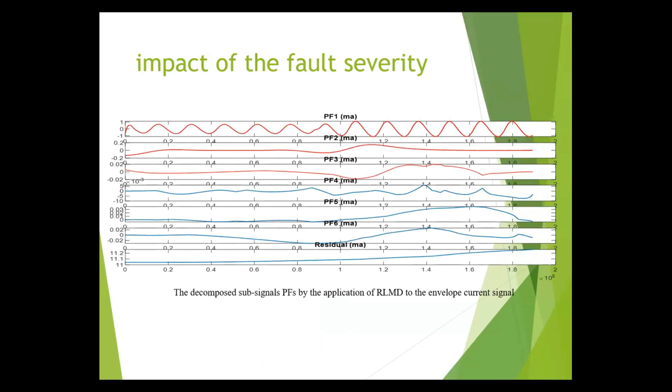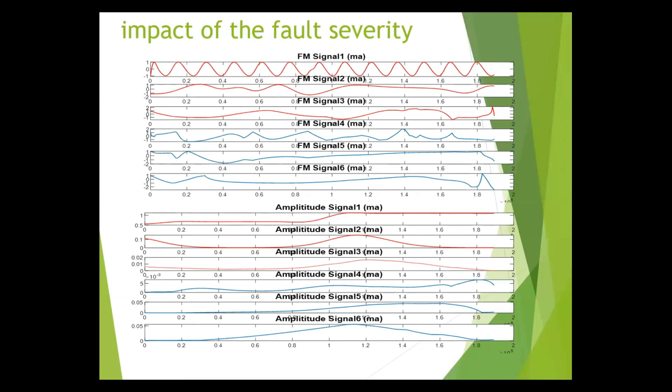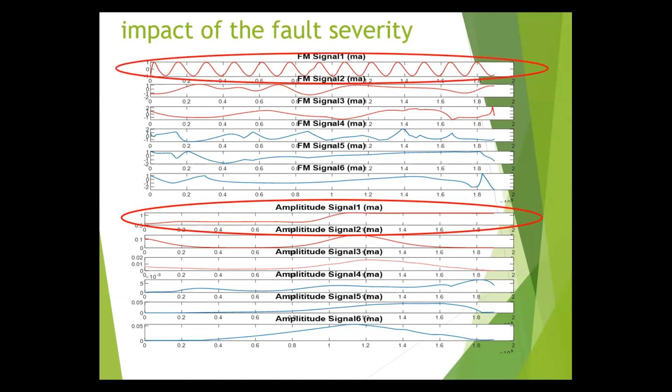This figure presents the decomposed subsignals from applying robust local mean decomposition to the envelope current signal. We can see that the first product function copies the original form of the signal, which can be considered the most dominant subsignal reflecting the fault indicator. Here we present the frequency modulated signal and the amplitude modulated signal resulting from the decomposition. We can observe that only the amplitude is affected by the fault severity, while the frequency modulation signal is not.